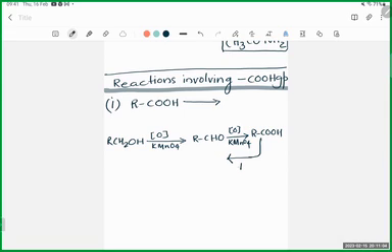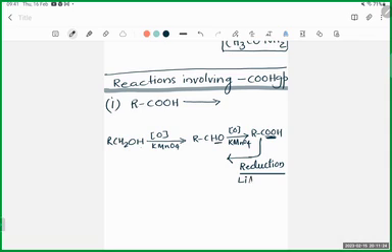Are you getting my point? What do I have to do? Reduction. Okay, so first what did you do? Added oxygen, and now you want to remove oxygen. Quite obvious, because here we have two oxygens and here it is only one. So the reduction is done in the presence of a reducing agent. What are the reducing agents we have?